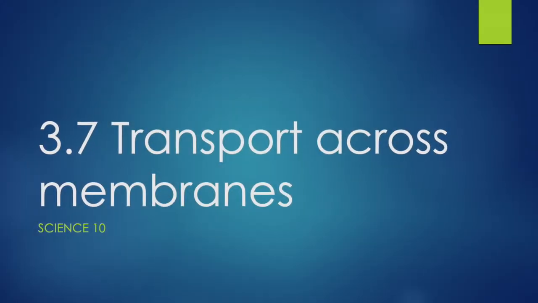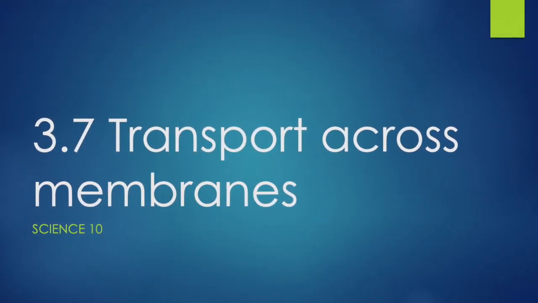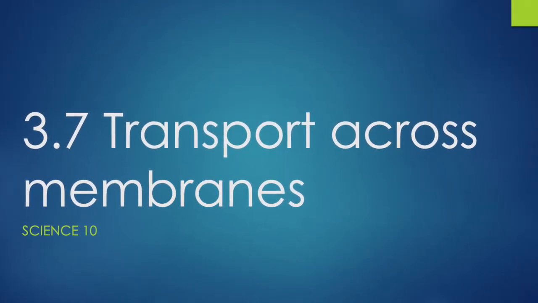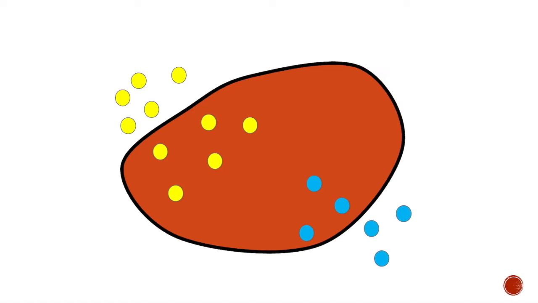Okay, welcome back Science 10s to our next lesson, which is 3.7, and we're going to be talking about transport across membranes. From what we saw last lesson, if we have a high concentration of chemicals on the outside compared to a low concentration on the inside, these are going to naturally flow in by diffusion. This could be the same for things exiting the cell. If we have a whole bunch of chemicals inside the cell and not much outside the cell, it will flow out naturally until it becomes even.